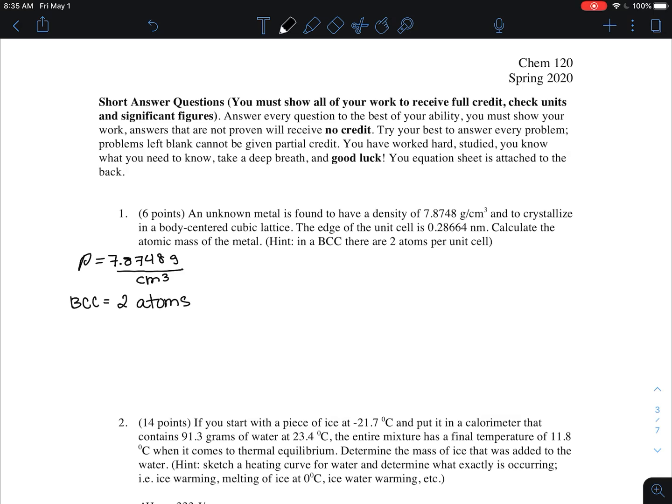So body-centered. Well, I know that a body-centered cubic lattice has 2 atoms. The edge length of my cube, so if this is my cube, the length is equal to 0.28664 nanometers.